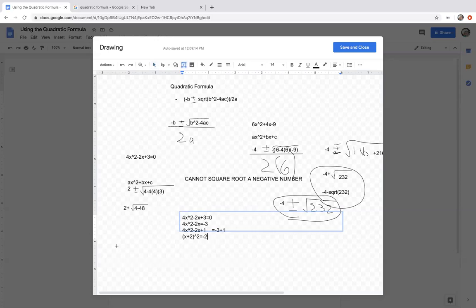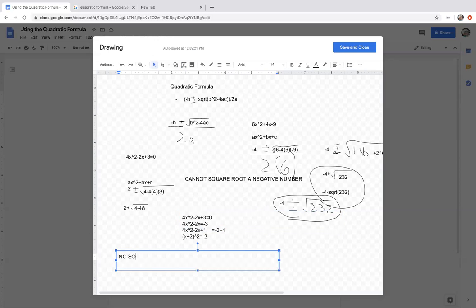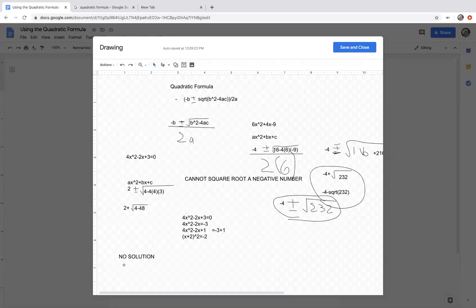So now you surely know that there is no solution to this problem. From the quadratic formula, you also know that there's no solution. But if you want just to confirm, you can use completing the square to make sure.